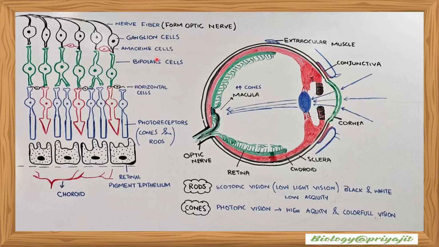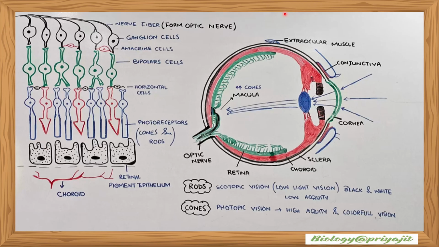Left side, retina. This is the left side, these are retinal cell layers, showing how light is processed as it goes through the retina. Cells labeled: photoreceptors, rods and cones at the bottom. They detect light. Horizontal cells connect photoreceptors. Bipolar cells relay signals upward. Amacrine cells modulate signals. Ganglion cells send the final signal through their nerve fibers, which form the optic nerve. Retinal pigment epithelium and choroid are shown beneath the photoreceptors.